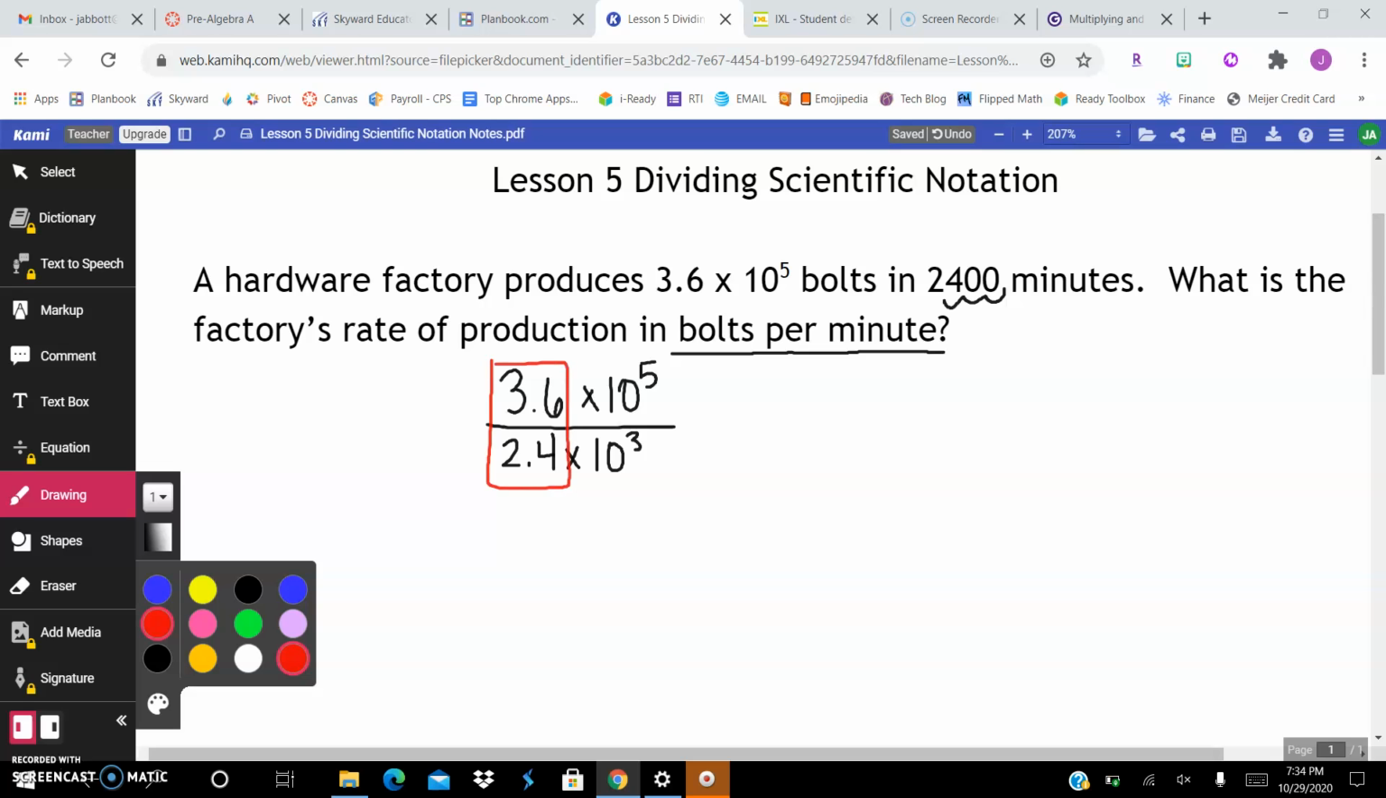So 3.6 divided by 2.4 is 1.5. And then we have times 10. And with division, the rule is to subtract our exponents. So 5 minus 3 is 2. And then if we take that and move the decimal over twice, we have 150. And that would be bolts per minute.